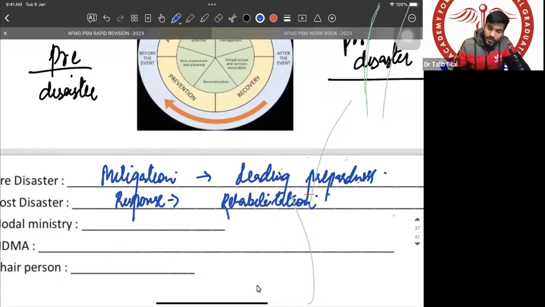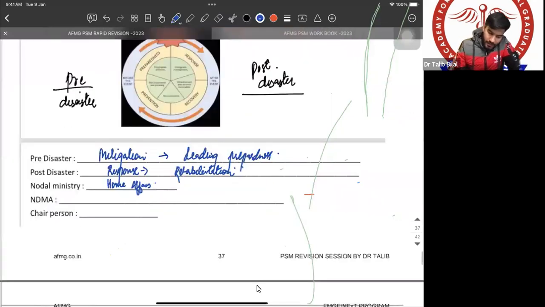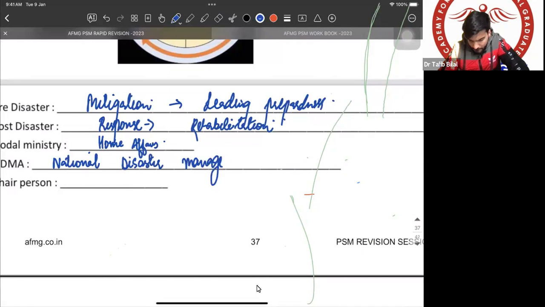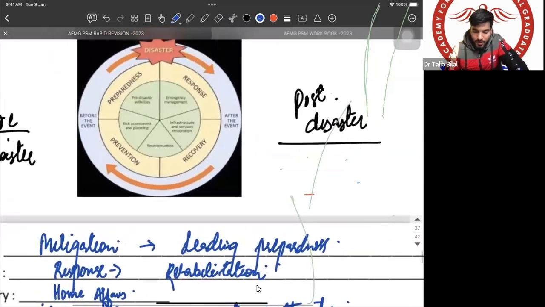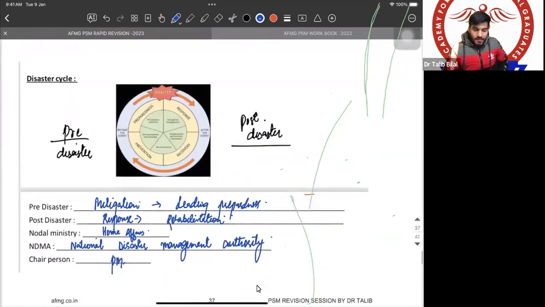If I talk about the ministry, which ministry does this disaster come under? Home Affairs, the Ministry of Home Affairs. And NDMA is the National Disaster Management Authority, and the chairperson is the Prime Minister. So, guys, you have to remember response and recovery are post-disaster, and prevention and preparedness is the pre-disaster phase.